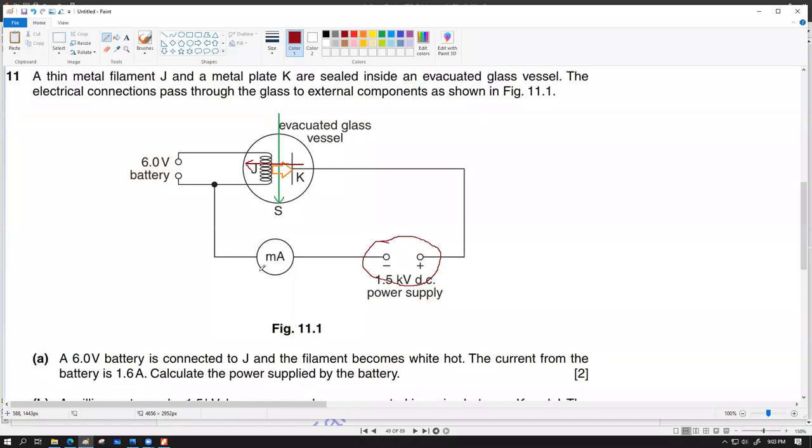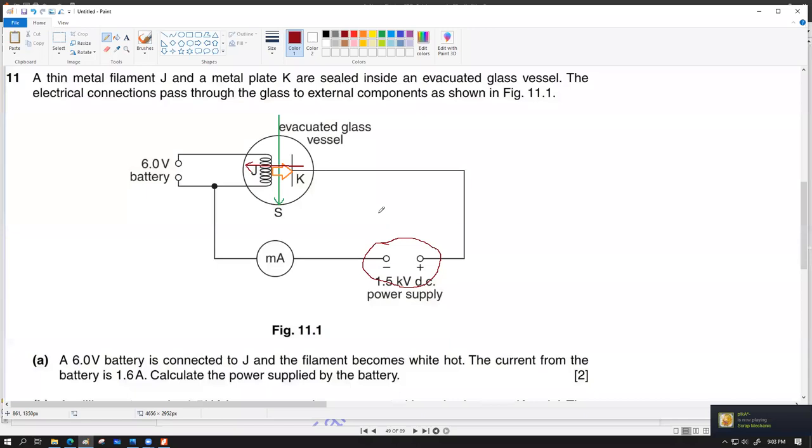If you reverse this source, this will become negative and this will become positive. This negative will make this one negative, so all the electrons that will be produced in this coil because of thermionic emission will not be attracted anymore. Those will be repelled, so the electrons are going to be pushed in this direction. No electrons are going to cover this distance and get absorbed over here. Since no electrons are reaching over here, this current is basically zero, so this current is also zero.